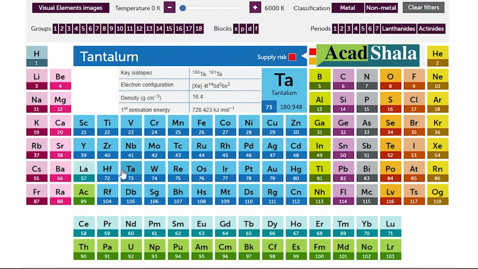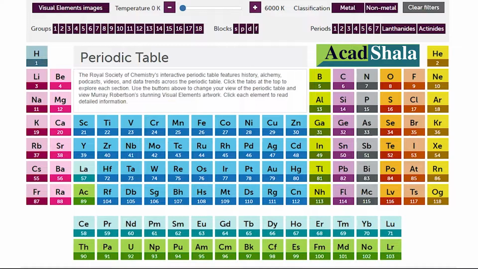Now students, are you seeing this modern periodic table on your screen? Yes, it looks like this only, children. Now today we will be discussing the valence electrons across a period and down a group.